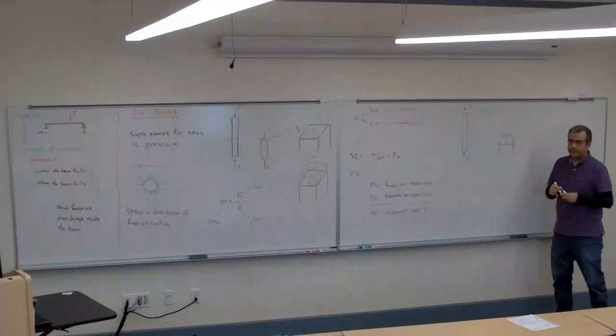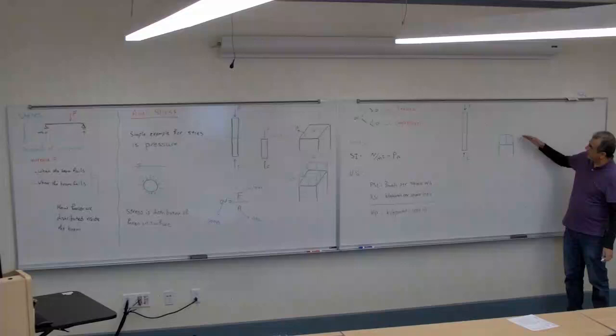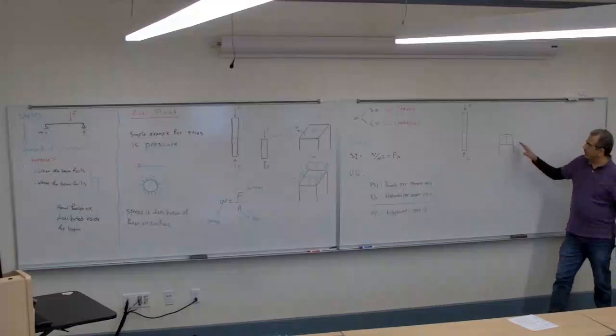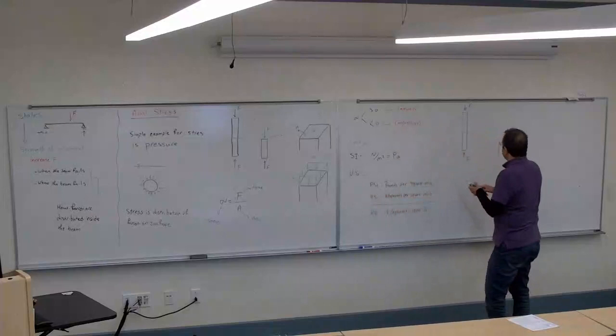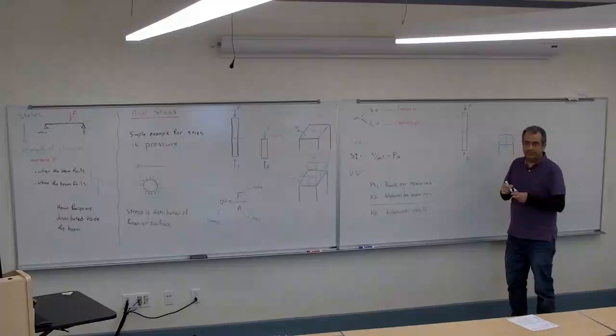Because at the center, the difference between the middle and the side is not much. That's why I said, let's not worry about that and assume it's completely horizontal and uniformly distributed. But if I go ahead and get close to the force, where the force applies, what would happen there?